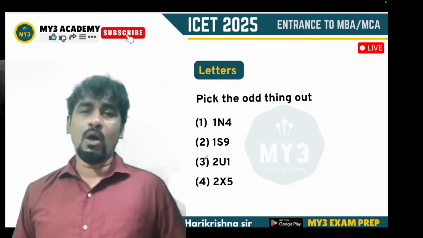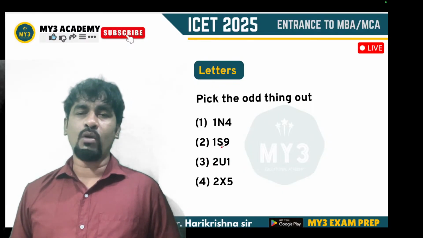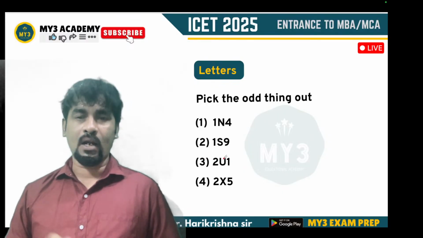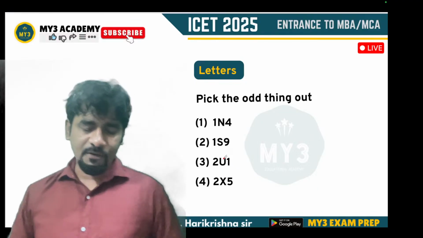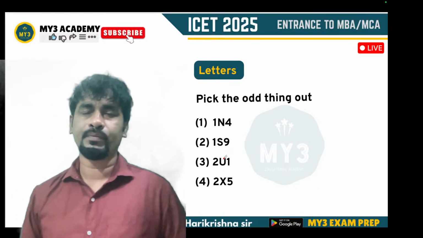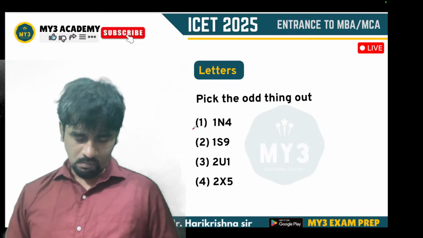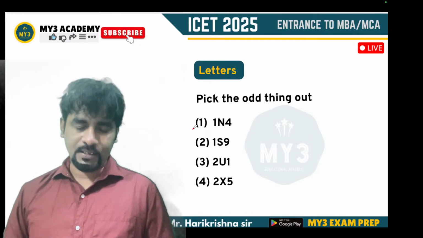So pick the odd man out. 1 N4, 1 S9, 2 U1, 2 X5. What is the different one? What is the odd one here? I'm expecting your answers first.